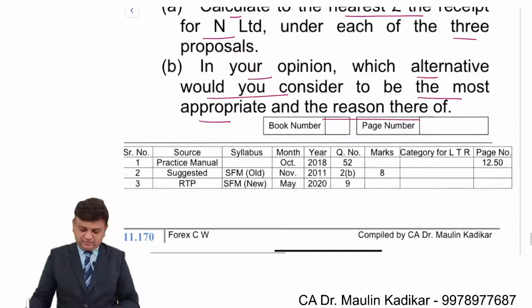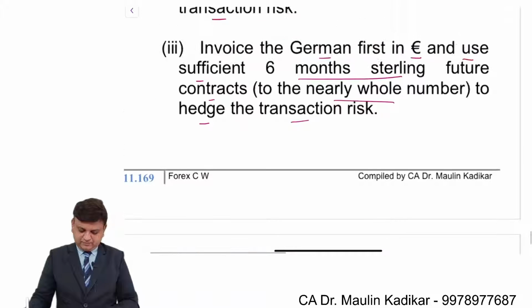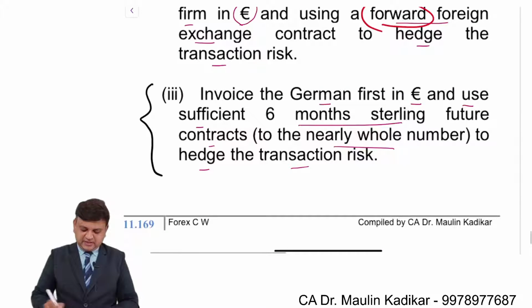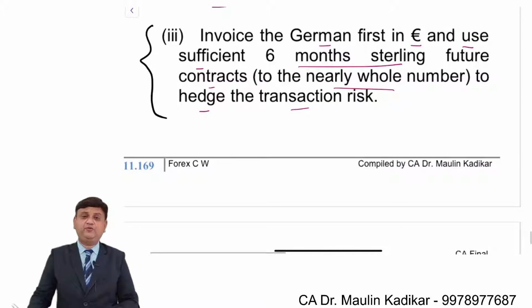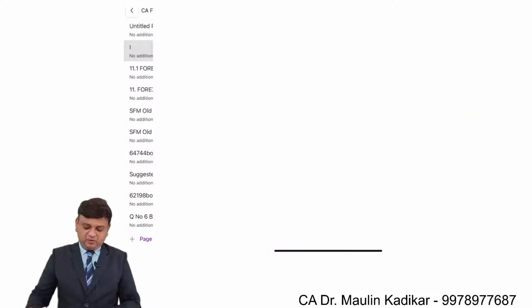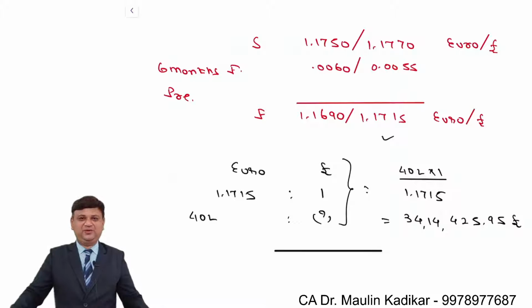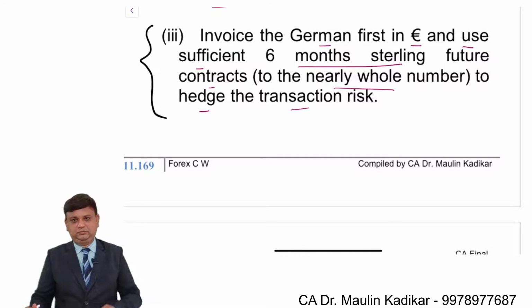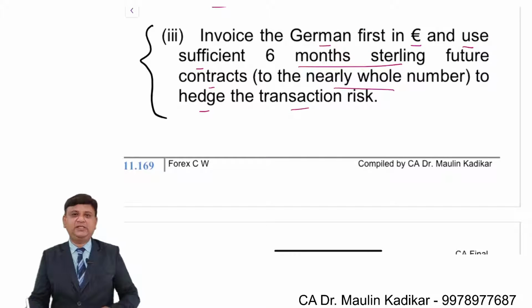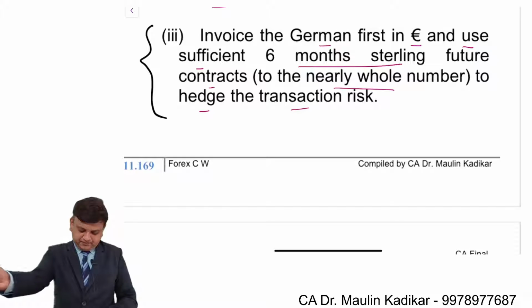Third alternative, in which we understand that the question is providing the futures contract. I request you to do the third part of the question on your own. Put your answer in the chat box. Try to do the third futures contract on your own. So let us see how to answer over here.